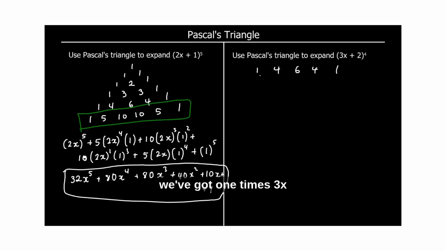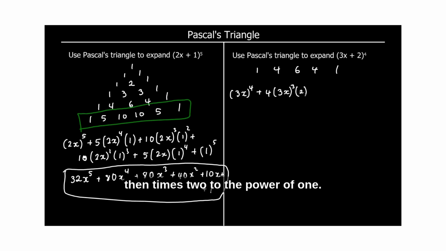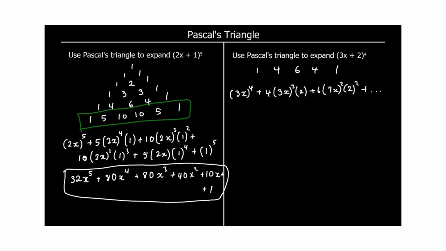The first one, we've got 1 times (3x) to the power of 4. And then we've got 4 times (3x) cubed, and then times 2 to the power of 1. 6 times (3x) squared times 2 squared. Then we've got 4 times 3x times 2 cubed. And finally, just 1 times 2 to the power of 4.